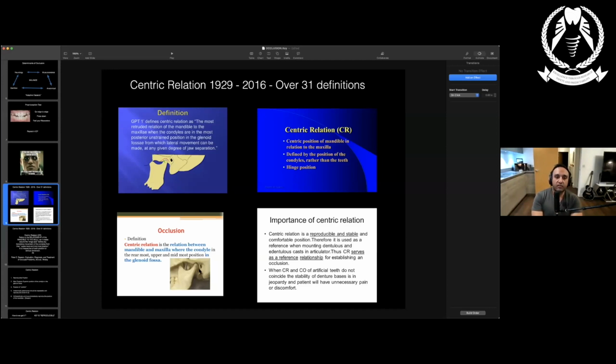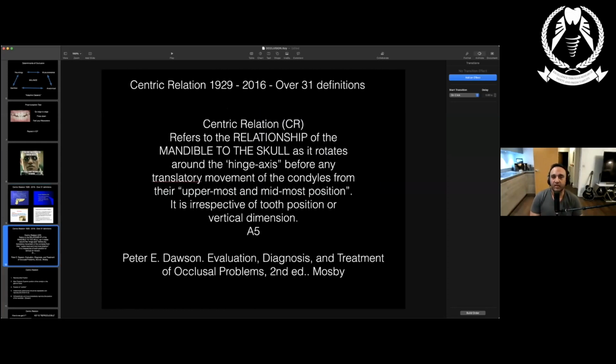And if the patient can easily get back into that position and it's reproducible, then you can restore them to that position and make their teeth come together, and if it's comfortable. So there you go, centric relation. So lots of definitions. Dawson did one, and we've gone round that hinge axis and the translatory movement.